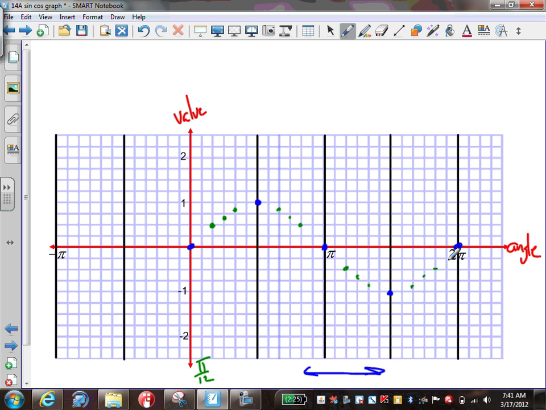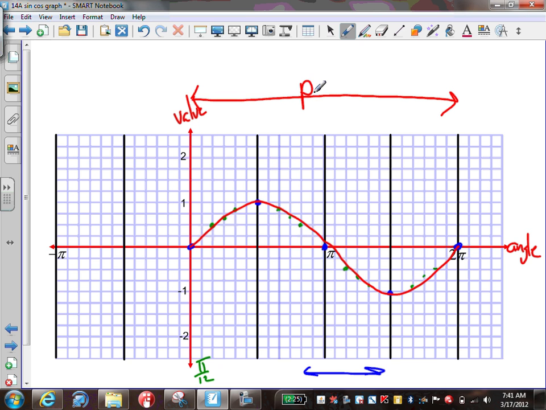And notice we have rotation. So what I'm going to do now is draw a line connecting all these points. And what we have here, this is called one cycle or one period. And the period starts at 0 and it goes all the way to 2 pi.